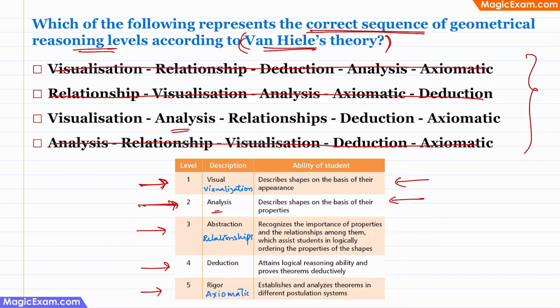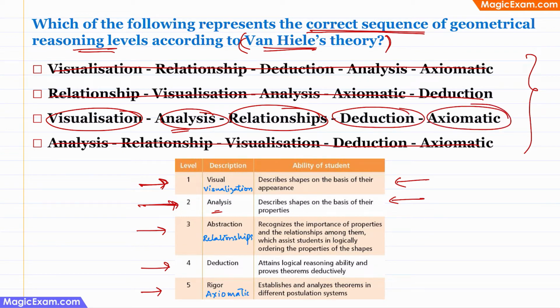So let us just verify that option 3 is correct. So first is visualization. Next it is analysis. Then there is relationships. And then there is deduction. And the last is rigor or axiomatic. So this is the correct answer.